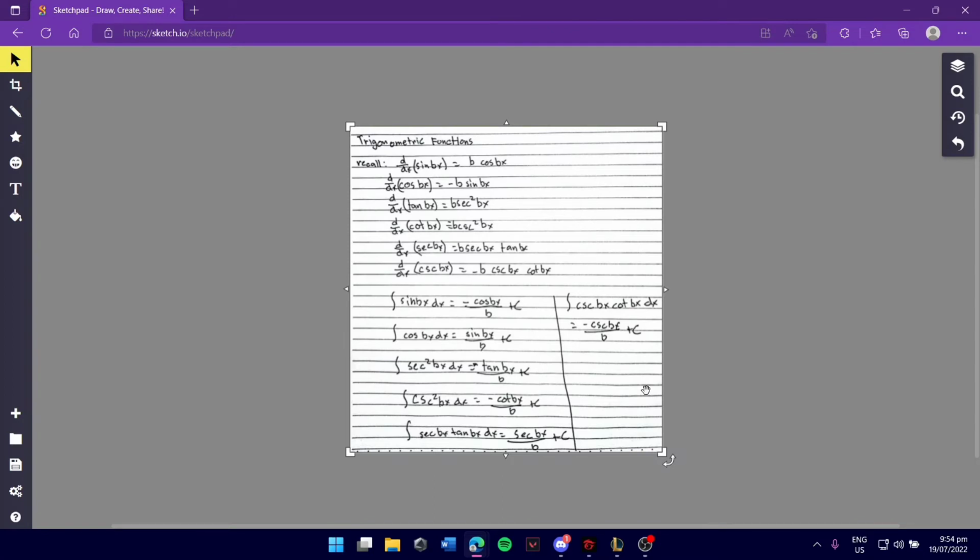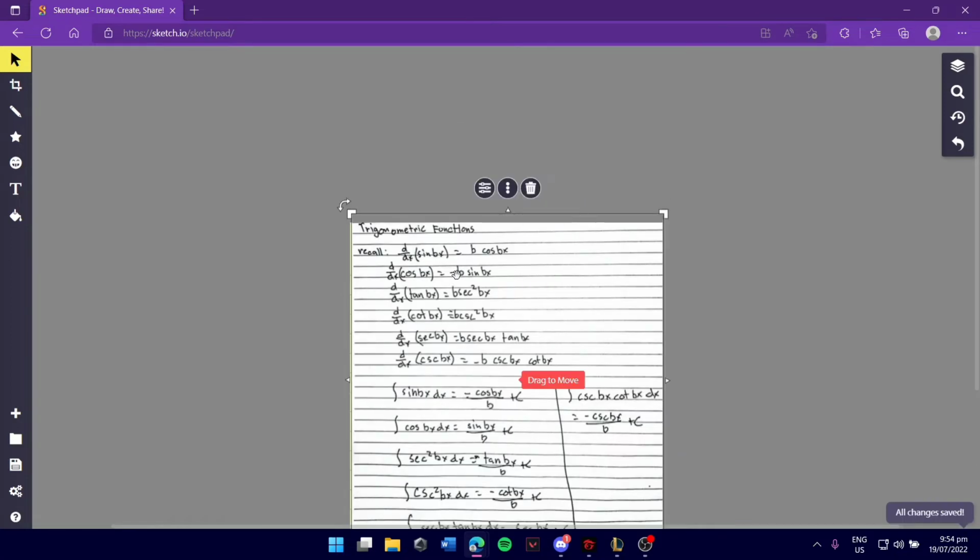In this topic, we will discuss the basic integration formulas under trigonometric functions. We have here the derivative of sine bx with respect to dx is equal to b cosine bx. Next, the derivative of cosine bx with respect to dx is equal to negative b sine bx. Next we have tan bx, whose derivative with respect to dx is equal to b secant squared bx.